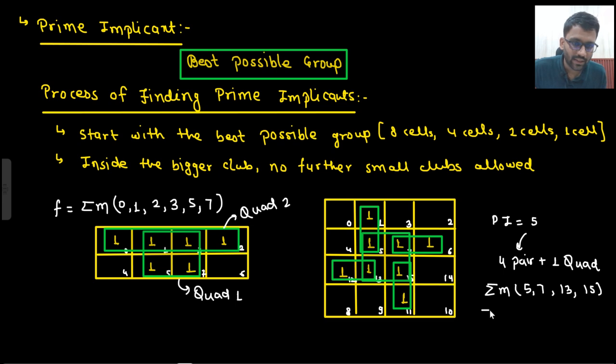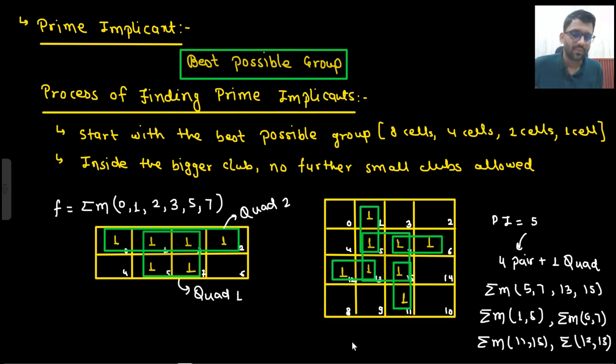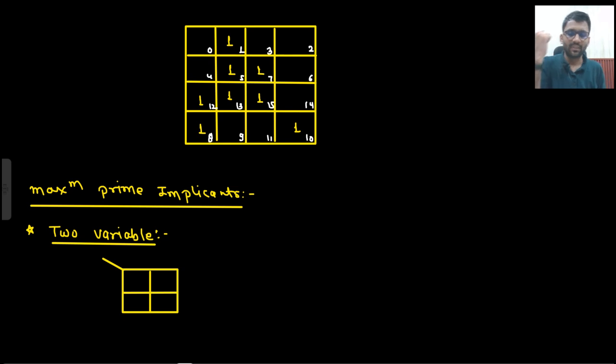Let's write down the pairs now. 1 5, 6 7, 11 15, 12 13. That's it. And what about 5 7? This will not be accepted because 5 7 is inside the quad, inside the bigger club. What about 13 15? 13 15 is also not accepted because it is also there in the bigger club, right? Let's see more examples.